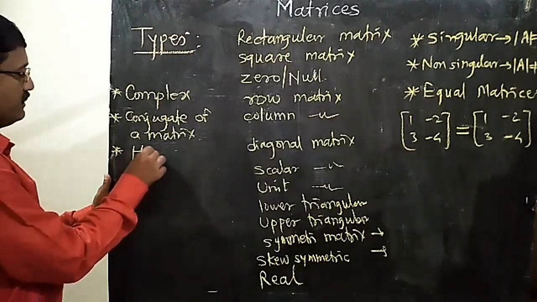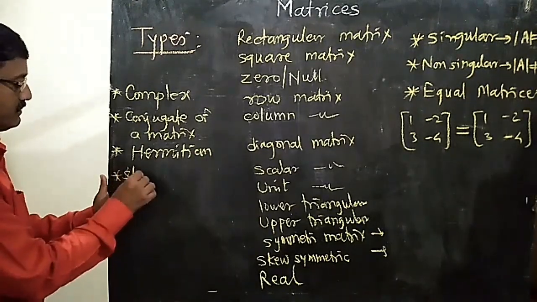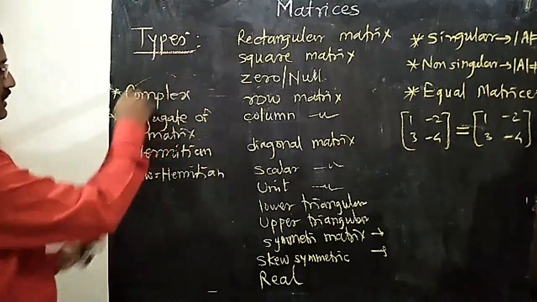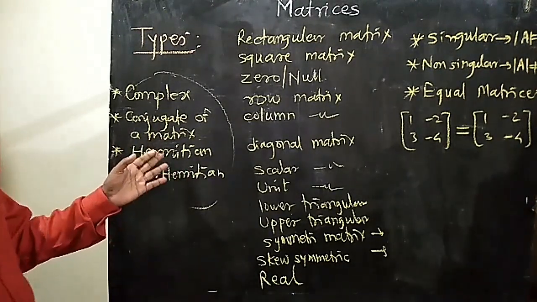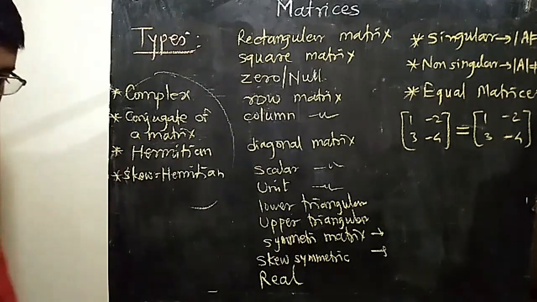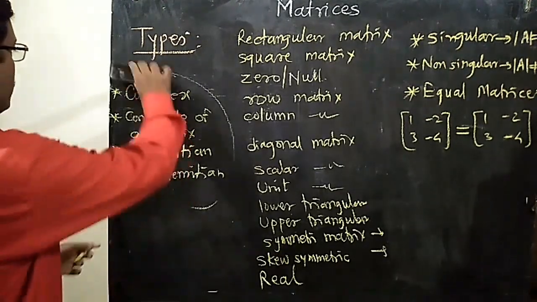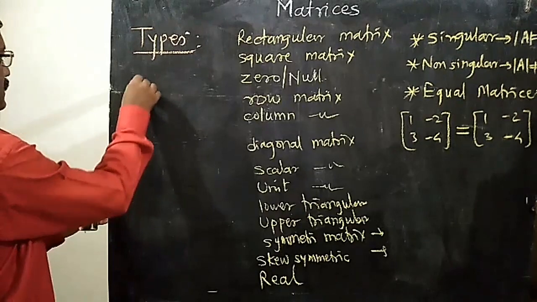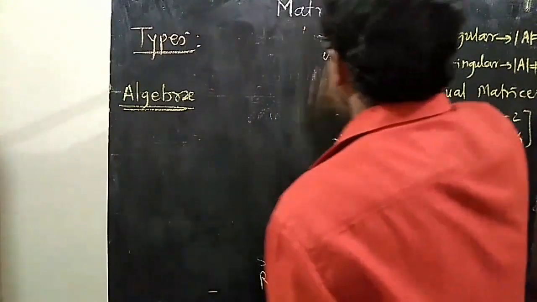Then after that, the Hermitian matrix, then the skew Hermitian matrix. These all types students will learn at their pre-graduation level. So these are about the matrices. Now let us see the next part that we have studied in 11th class. That is nothing but the algebra of matrices.